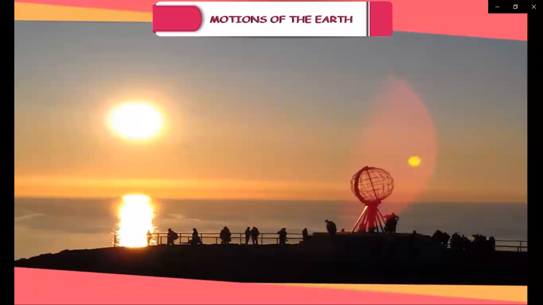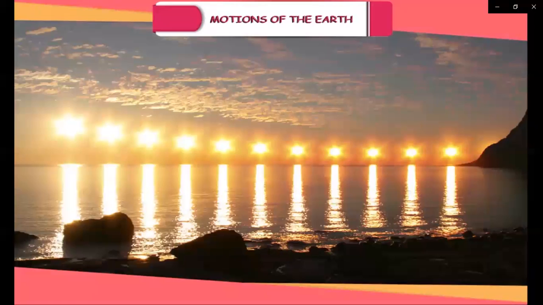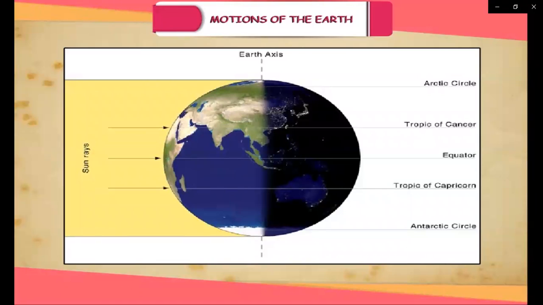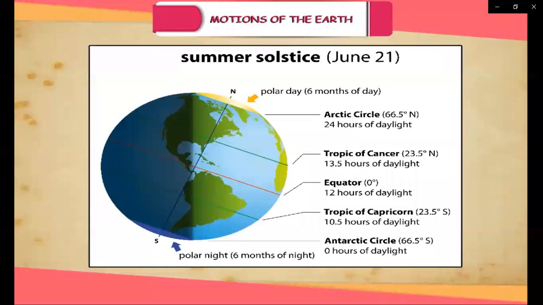From the Arctic Circle to North Pole, the whole area experiences sunshine for 24 hours. This is known as the phenomenon of the midnight sun. The countries of Norway and Sweden experience this phenomenon. The whole area from the Antarctic Circle to the South Pole experiences darkness for 24 hours. This position of the Earth is called summer solstice.